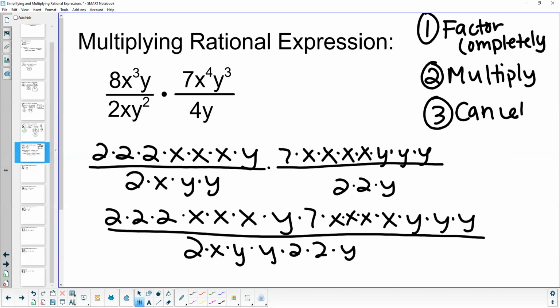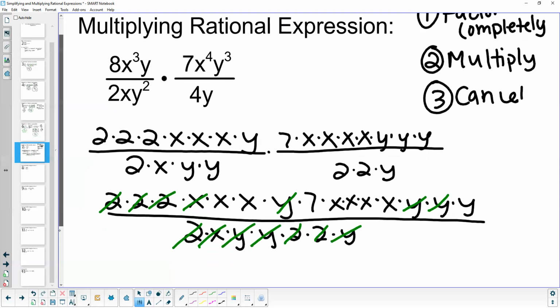Now the best part is the canceling. Anything that's on top and on the bottom, we're going to cancel. Notice 3 2's on top, 3 2's on bottom, all canceled. I've got 1 x here, 1 x here. I've got a y here, a y here, and a y here, and a y here. So I've canceled out everything that's in common between those.